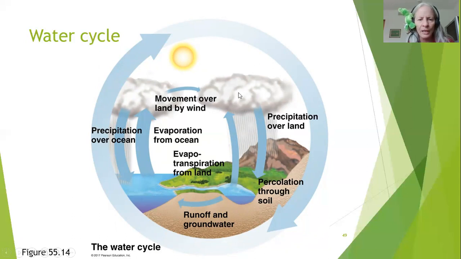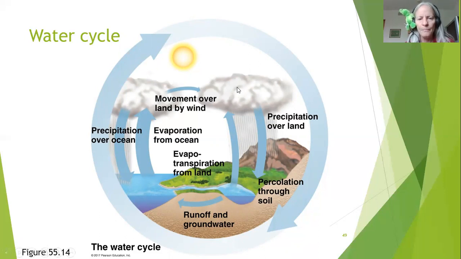So what you're seeing here is that the reservoirs would be the atmosphere. Another reservoir would be freshwater, lakes and rivers. Another reservoir would be groundwater, which is water stored in the ground. Another reservoir would be the oceans. And then processes are shown with the arrows.